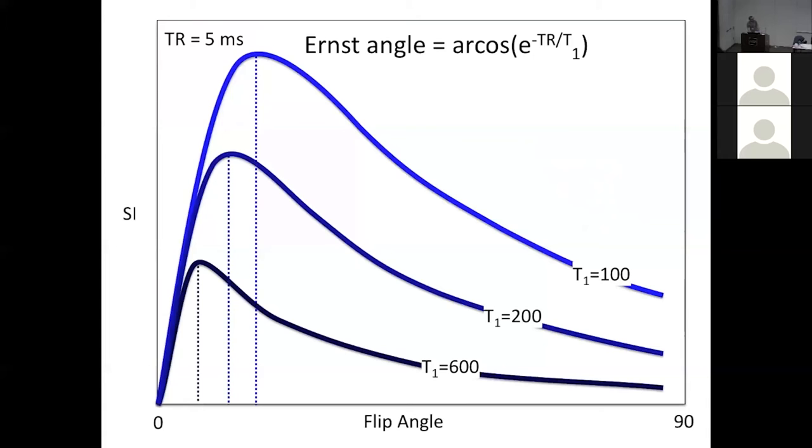The observations are that as the T1 goes from 600 to 200 to 100, the overall signal goes up. Also notice that the Ernst angle goes up. The Ernst angle that maximizes the signal for a T1 of 600 might be 5 degrees, whereas the flip angle that maximizes the signal for something that has a T1 of 100 milliseconds might be about 12 degrees. So this is with a TR of 5 milliseconds.